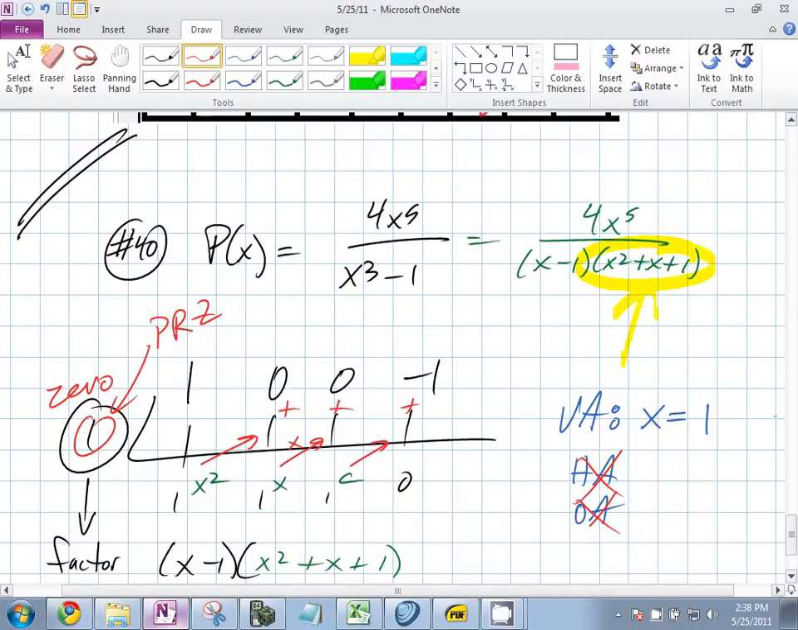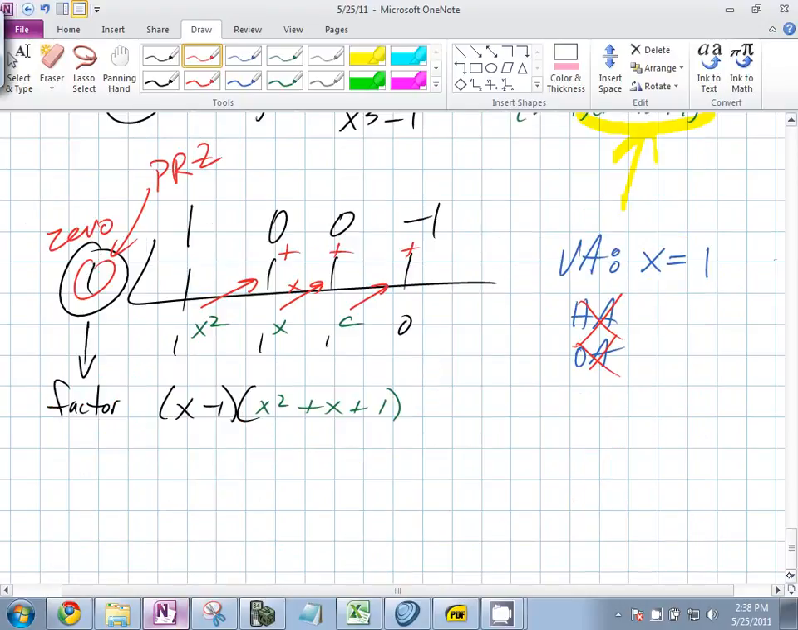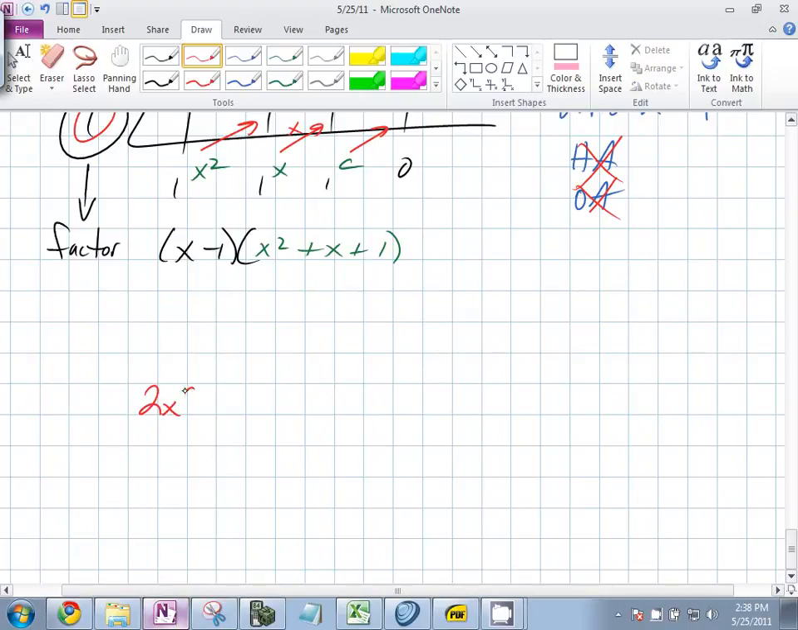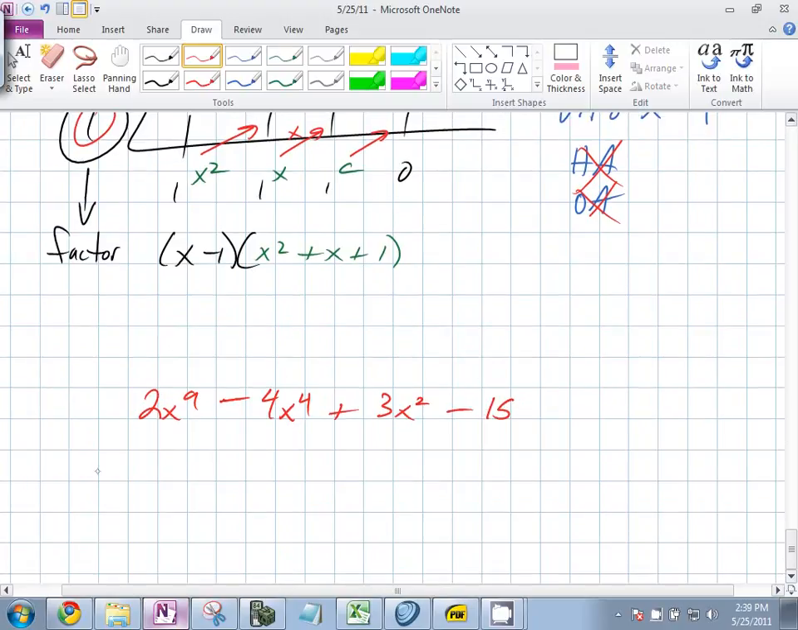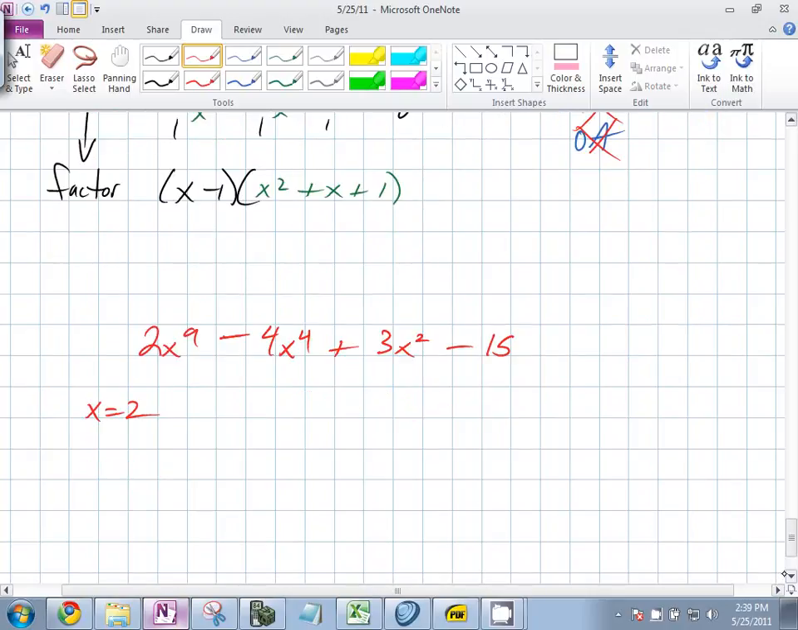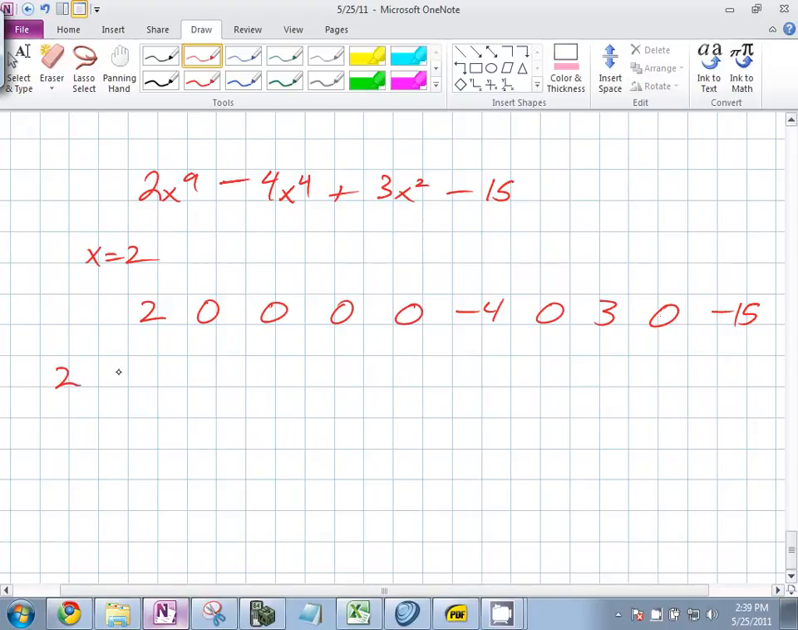But is it also useful just for evaluating polynomials? Yeah. Sure. Let's say it's a stupid polynomial like 2x to the 9th minus 4x to the 4th plus 3x squared minus 15. It's going to get big, but let's say we want to evaluate that at x equals 2. How could you do that? What are the coefficients? 2, 0, 0, 0, 0, 0, then minus 4, and so on down. Those are the coefficients. And what am I evaluating it at? 2. Ready? Drop this down. Start here. 2 times 2 is 4. 8.